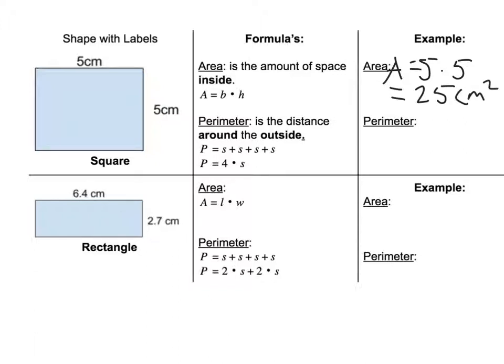And for the perimeter, we're going to add up all the sides together, which is going to be 4 times the side length, in this case, which is 5. So perimeter is equal to 4 times 5, which is 20 centimeters.